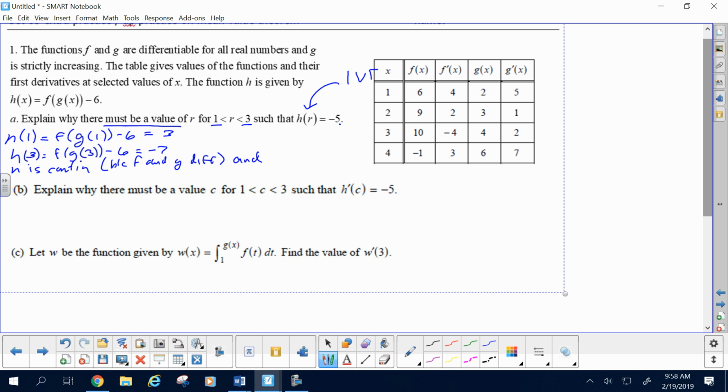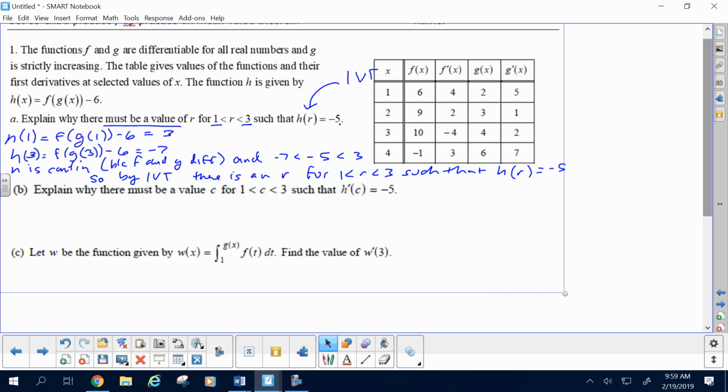And you want to cite the betweenness, which is to say that negative 5 is between negative 7 and 3. You could give me a little more, like h of 1 is this, and you could do that, but that's the minimum. So by IVT, and here's where I just regurgitate the question back at them, there is an r for the region from 1 to 3, such that h at that r must be negative 5. Okay? How'd you do that? Why is this highlighted? Stop that being highlighted. There we go. Cool. Okay.